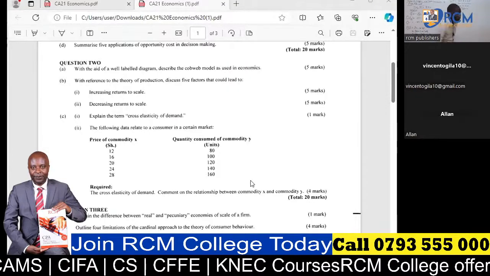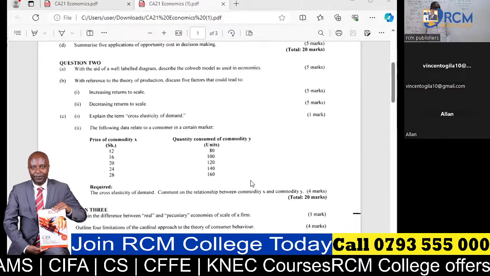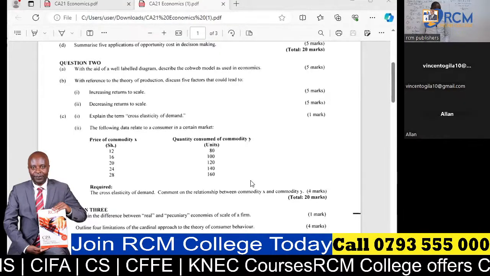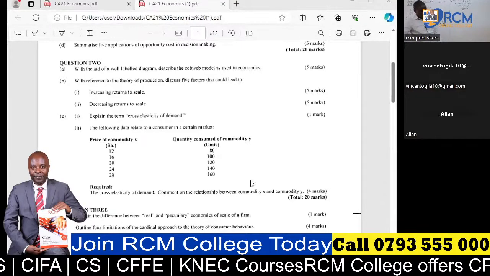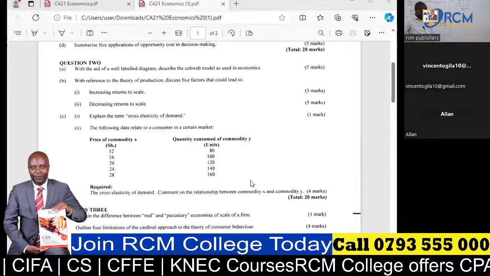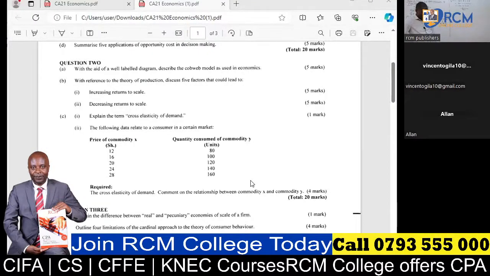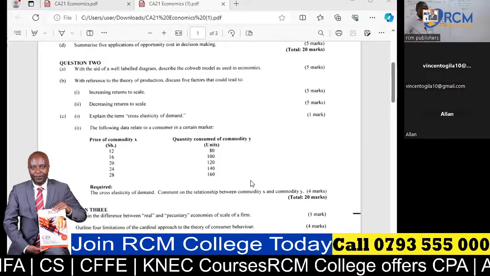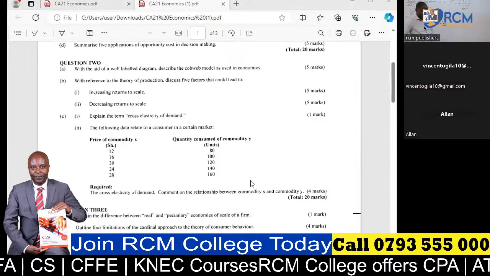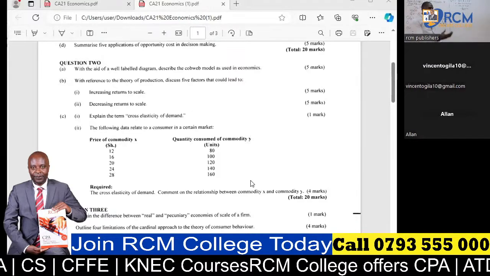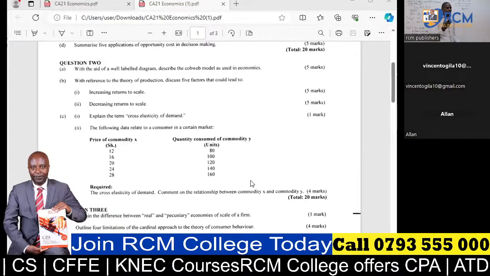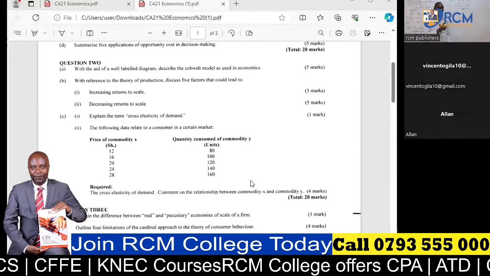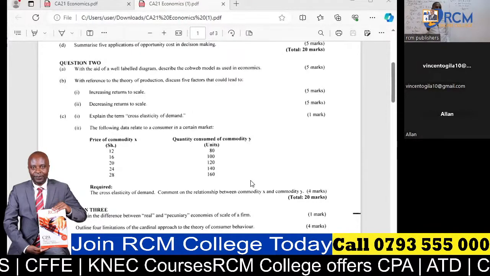So the question states, Roman 1 is just a definition. Explain the term cross elasticity of demand. Then 2, the following data relates to a consumer in a certain market. You can see the price of commodity X and the quantity consumed of commodity Y.